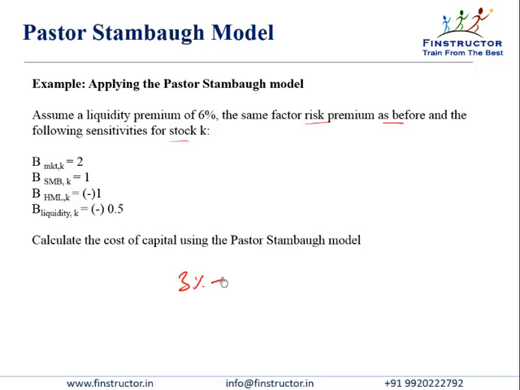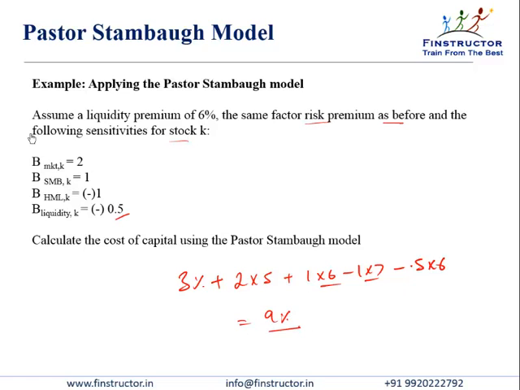So 3% was the risk-free rate of return. The market risk premium was given to be 5%, so it will be 2 into 5 plus 1 into 6 minus 1 into 7. This is all the same as before, minus 0.5 into 6. So ours was probably a liquid company, hence there was a negative beta applied and a premium of 6%. If it was an illiquid company, the liquidity beta would have been positive. So this will come out to be 9%.